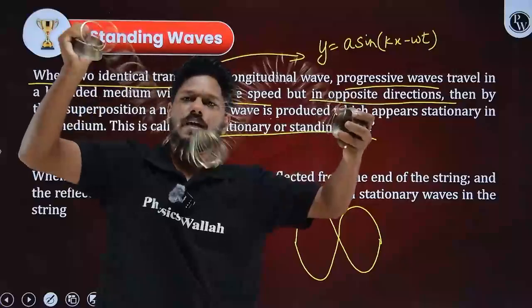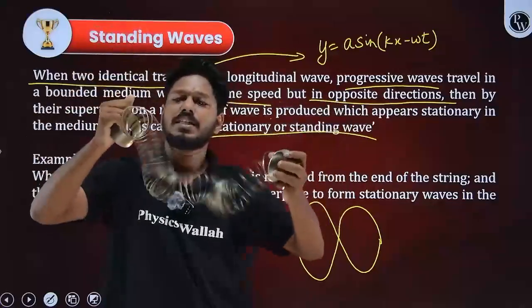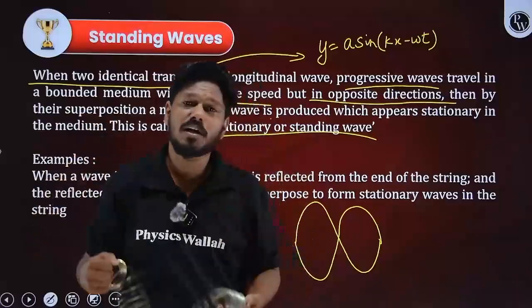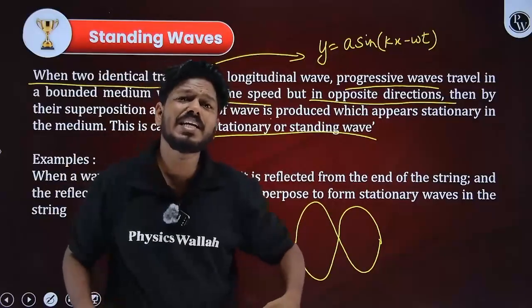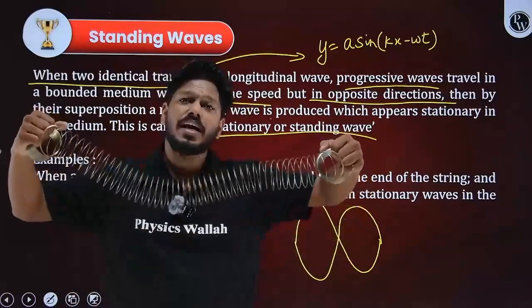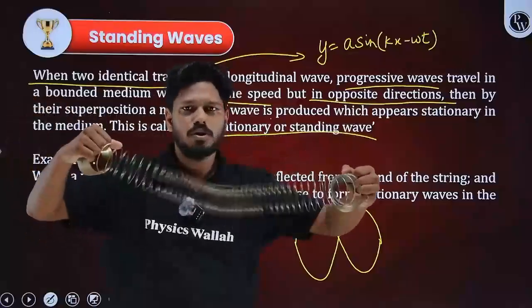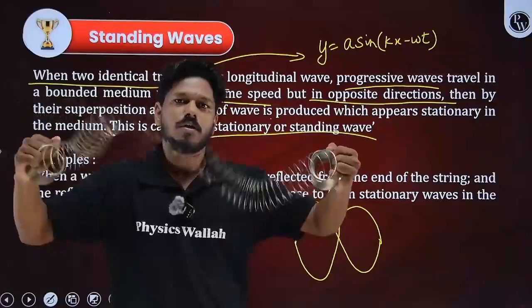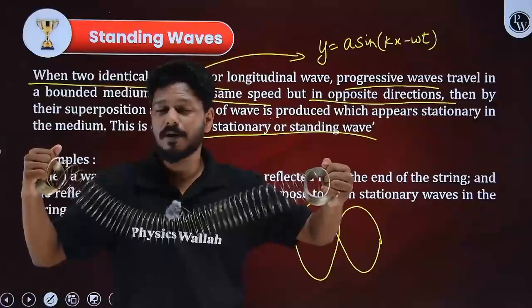Are you able to see that? It looks as if this particular half was going up and down and this particular half was going up and down. So when we are seeing, it looks as if it is just standing. Okay, it is not going. So generally if I send a wave, see, this wave is moving in this direction. See, this wave is going front and back, front and back.